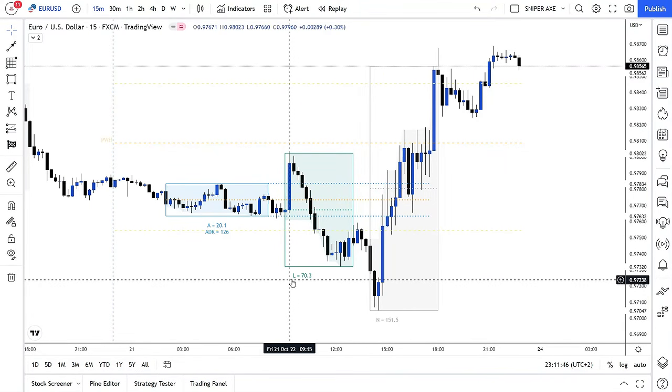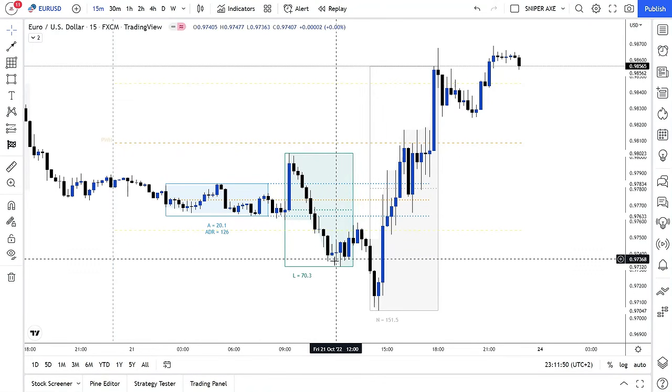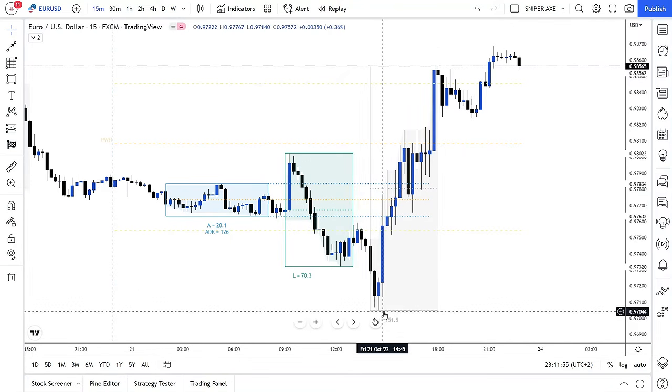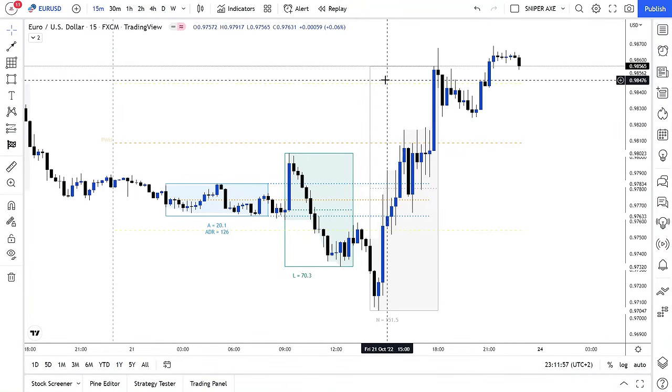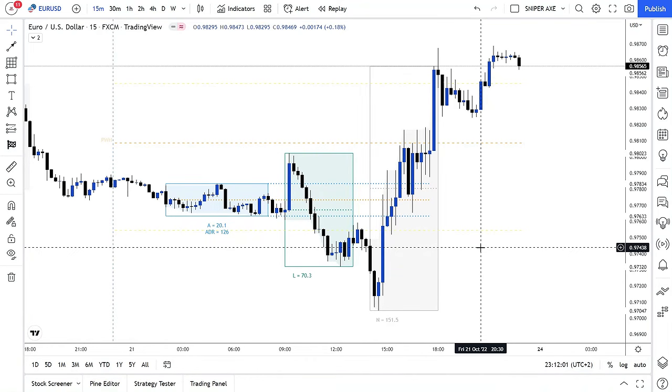So the number written L70.3 is just telling us that from that high to that low, the range is 70.3 pips, right? In the New York session, from the low bottom to the highest point there, during this session, price managed to move 151 pips. That was massive for today, right?